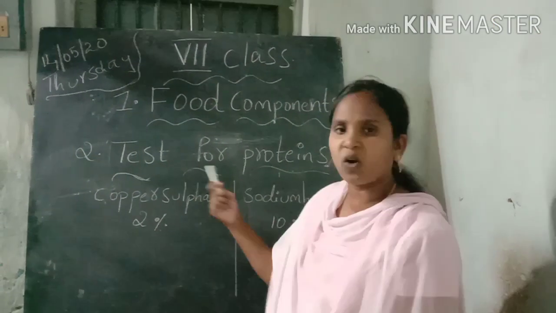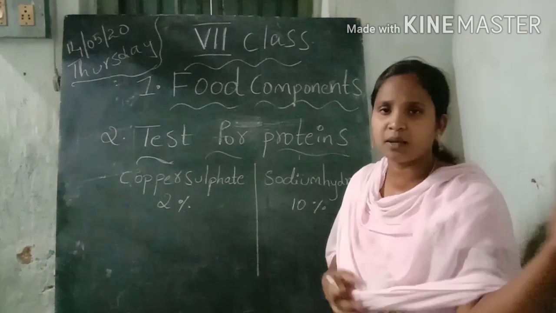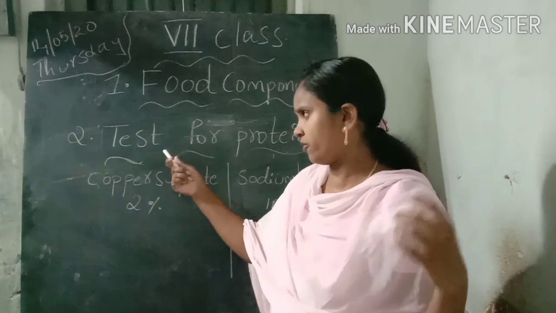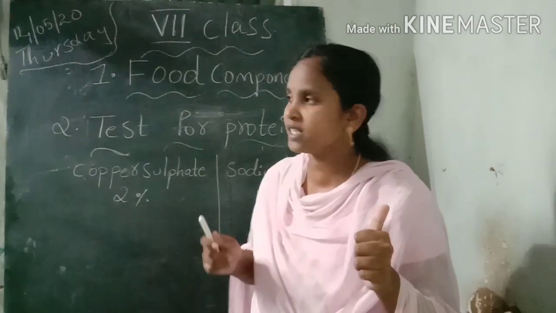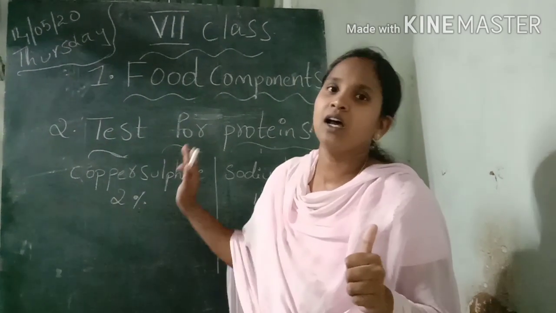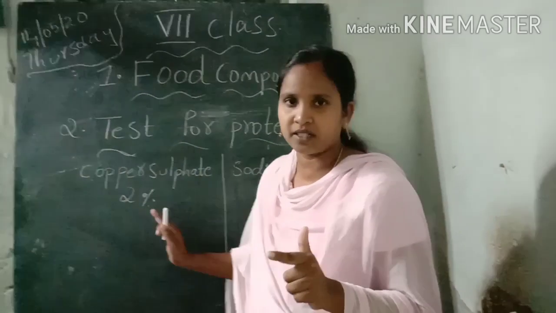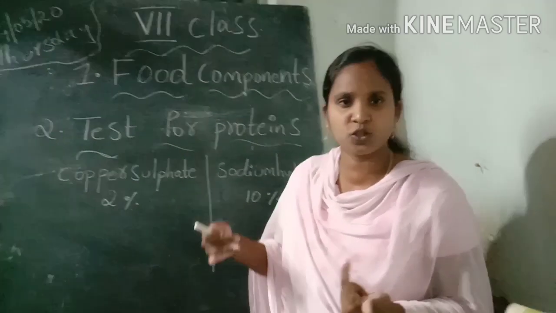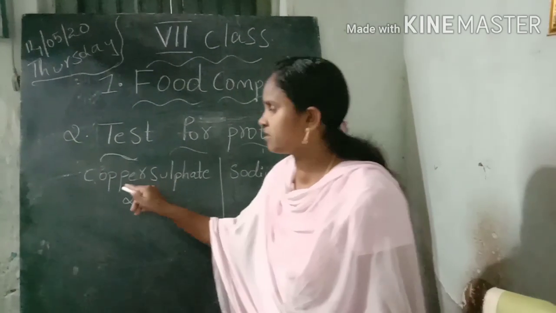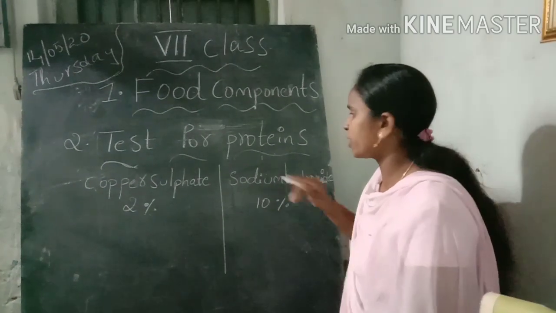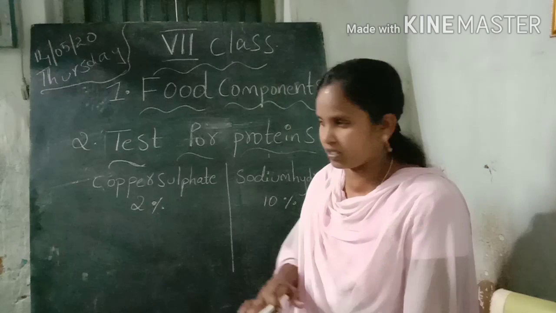Next, test for proteins. One of the important tests. How can we identify proteins in the given samples? For the test for proteins also, we should follow the four steps. First one, aim. What is our aim? To observe the proteins present in the given sample. Next, apparatus. Here, apparatus means test tube, test tube holders, and here we are taking the indicators as copper sulfate solution and sodium hydroxide solution. Next again procedure, and next again result.